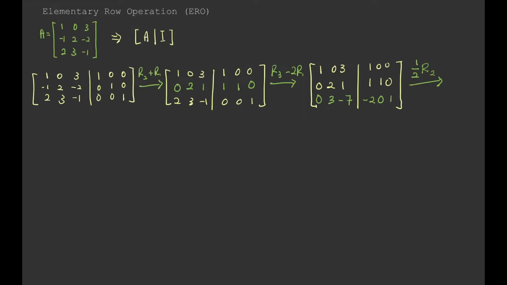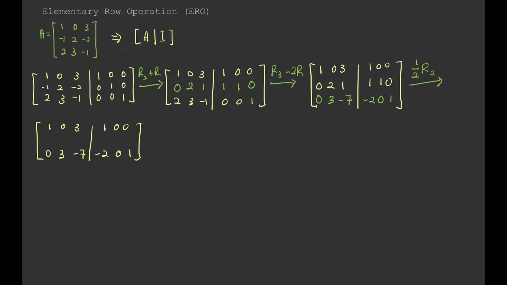Since we want to change our row 2, we can rewrite back every element that we have in row 1 and row 3. So row 1 we have 1, 0, 3, and the right hand side we have 1, 0, 0. The third row we have 0, 3, negative 7, and negative 2, 0, 1.